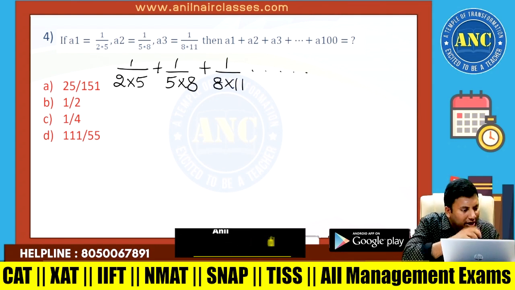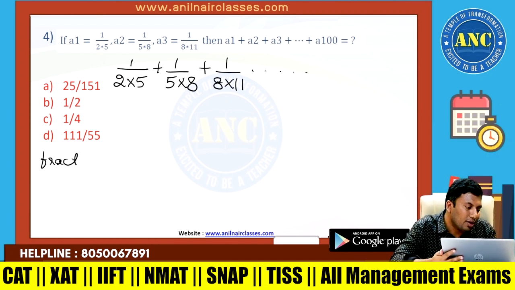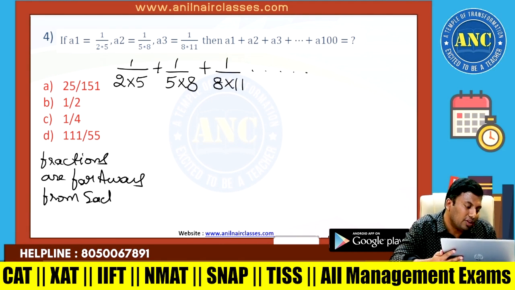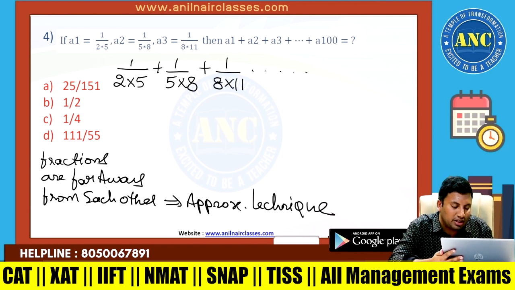Now see, 1 by 2 is 50%, 1 by 4 is 25%. Numerator greater than denominator, right? Numerator less than denominator. All the fractions are far away from each other. If the fractions are far away from each other, the best way to solve the question is approximation technique. What is this approximation technique?